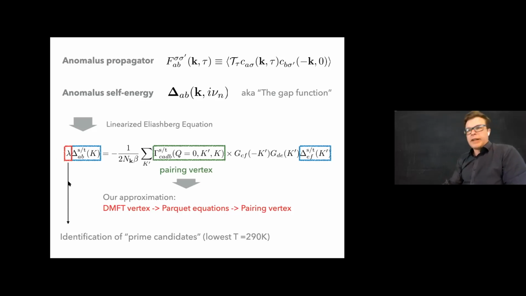Now, you might already have guessed that working on the two-particle level, we can never reach the temperatures at which superconductivity sets in.